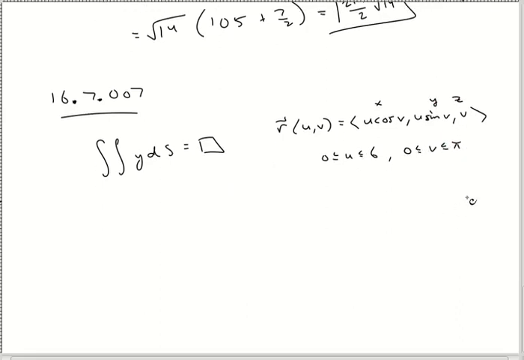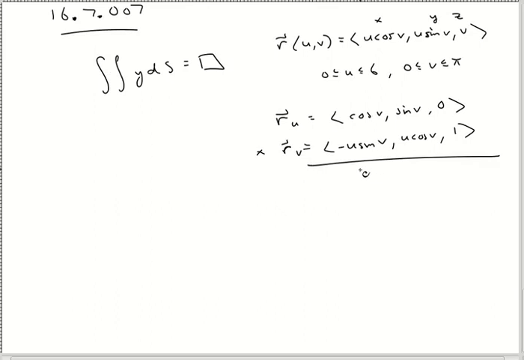Okay. Well, because there's so many u's and v's, you can pretty much guess that we're going to be doing our r sub u cross r sub v kind of stuff. So my derivative in terms of u would just be a cosine v, a sine v, and a 0. I'm going to cross that with r sub v. So in terms of v, I got my cosine is going to go to a negative sine, so negative u sine v. Sine goes to cosine. And then I get a 1.